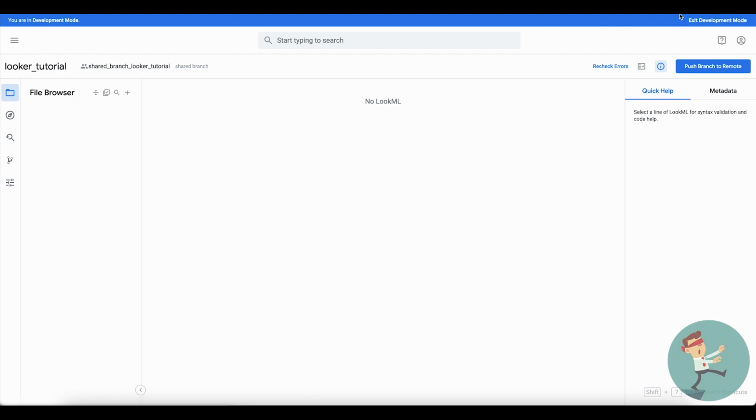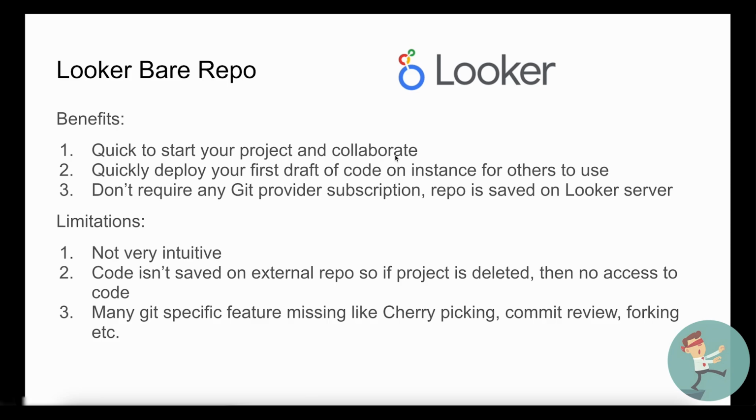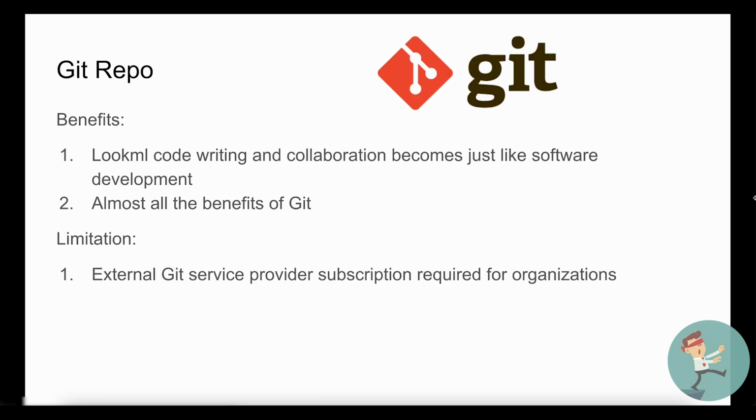If you see here, it has changed to push branch to remote because our GitHub repo has changed. Now this branch is obviously not there because that was a blank repo. So let's push this to remote. Okay, so this is how you set up a Git repo on your Looker project.